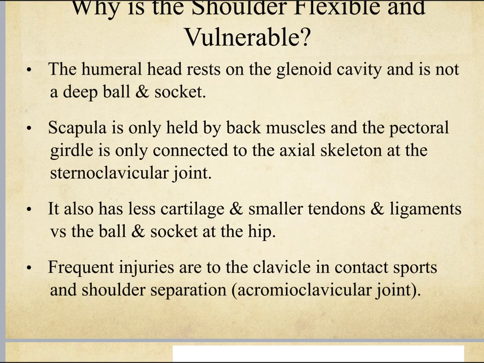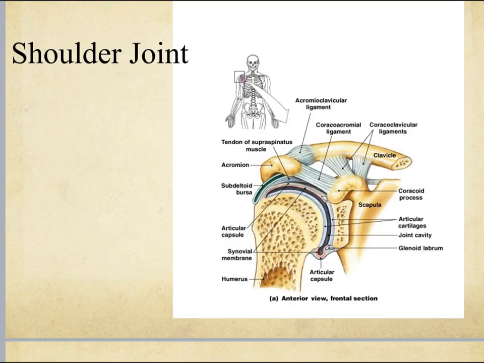It also has less cartilage, smaller tendons, smaller ligaments, versus the ball and socket of the hip that has larger tendons, larger ligaments holding everything in. So frequent injuries are to the clavicle in contact sports, things like a separated shoulder, where we separate the acromioclavicular joint, where the acromion and the clavicle join together. So again, here's our sacrifice. Small tendons and ligaments, small muscles holding this in place, reinforcing the joint. We get great flexibility, but the sacrifice is diminished stability or strength.